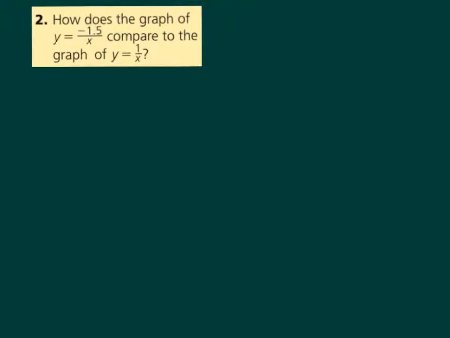So this is just asking us to reference those transformation rules that I provided in the notes a few pages ago and explain. It's not asking you to graph. It's asking you to explain. How is negative 1.5 over x different than 1 over x? There are different numbers. That's true. That's an incredibly superficial difference.